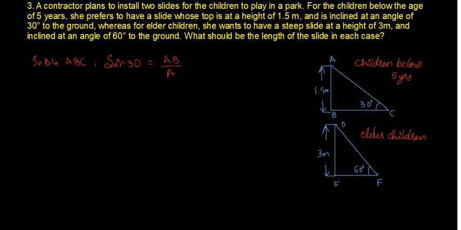Sine 30 is half and AB is 1.5. AC we need to find. So AC will be 2 into 1.5, which is equal to 3 meters.